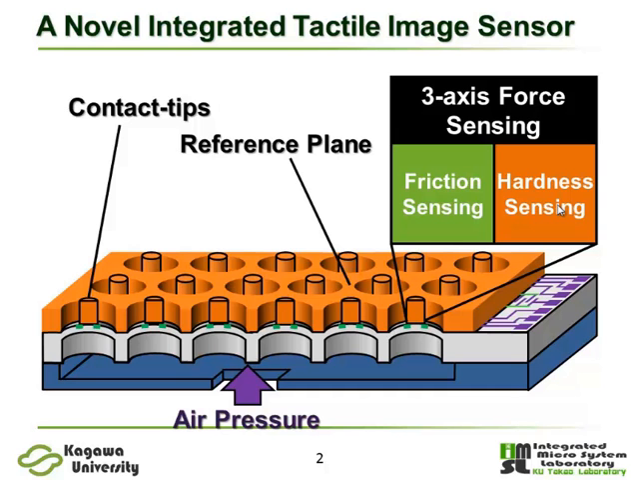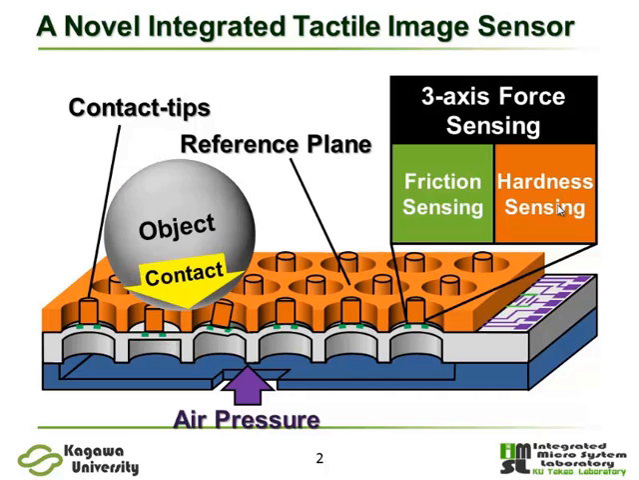the tips. At the initial condition, silicon diaphragms are swollen by air pressure applied from the device backside. This device structure has detection ability of frictional coefficient and the surface hardness of the touching object. In the next slide, I will explain the sensing principles of two kinds of tactile information using the cross-sectional view.